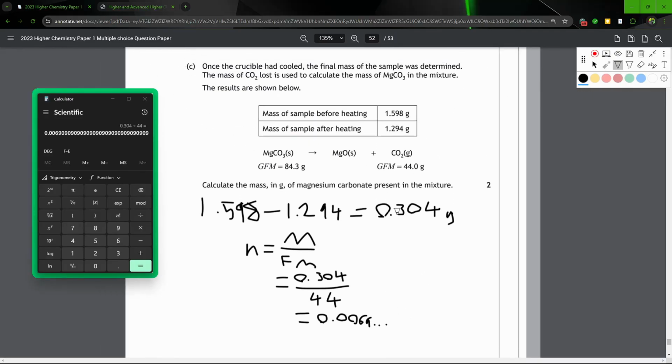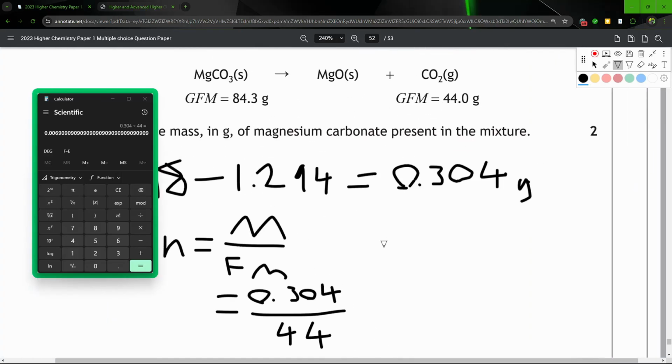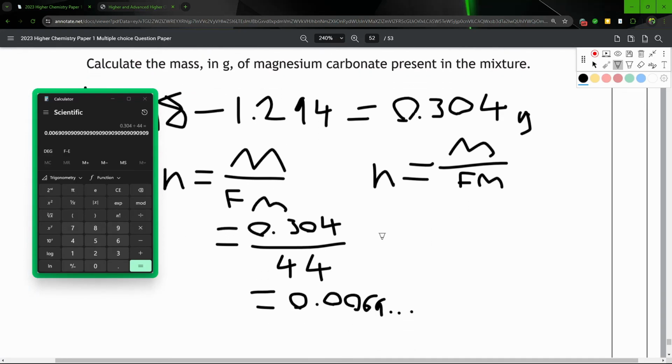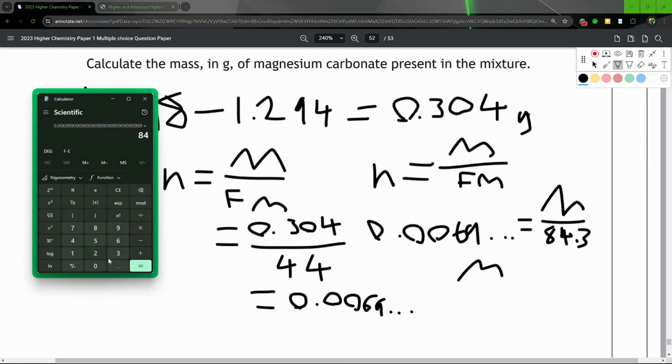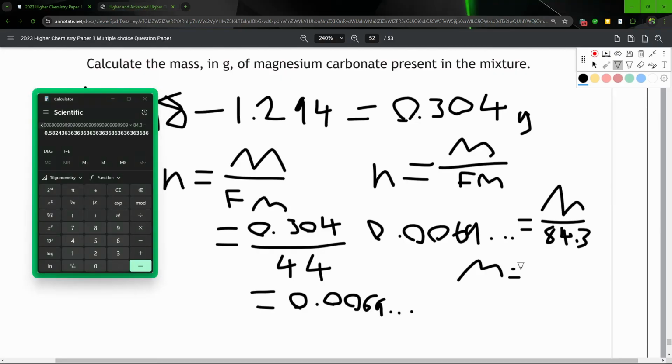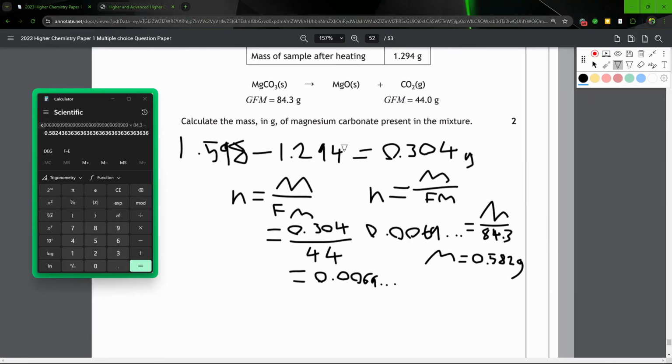So then all we need to do now is, now that we've got the number of moles of carbon dioxide, we know the number of moles of MgCO3 because it's a 1-to-1 ratio, which means we can just use the same equation. It's 0.0069... We don't know the mass, but we do know the formula mass, which is 84.3. So the mass will be 84.3 times that, and it gives us 0.582. And there you go, that's the answer, because it just wants the mass.